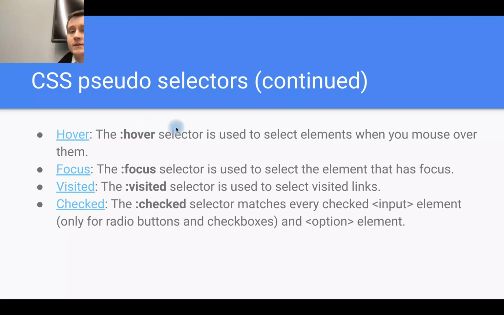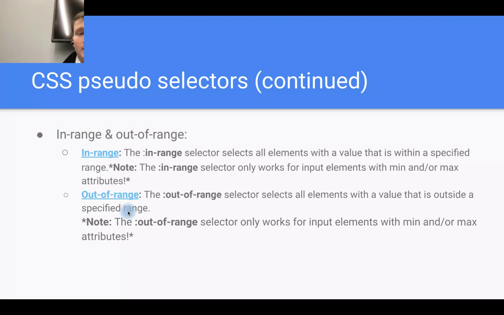The hover selector is used to select elements when you mouse over them, and the focus selector is used to select elements that have focus. So when we hover over an element, we can change the style. If we click on a text box, we can change the style. We can also style an element based on if the user clicked a link, and we can also style an element based on whether the user has checked a box or not.